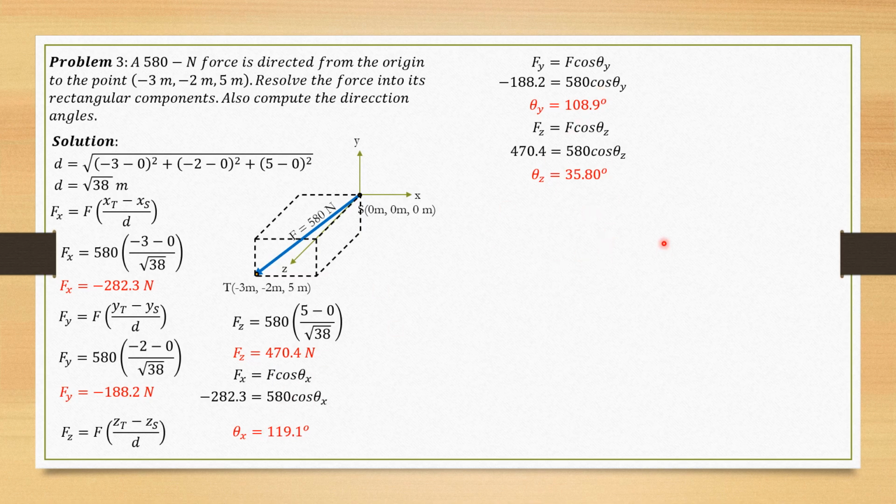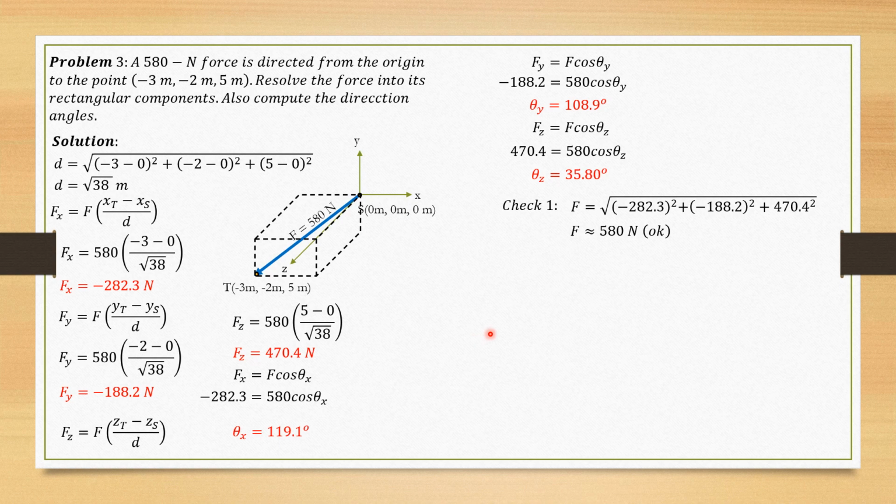So we can check because we still have space here. Our first checking is the magnitude. So the square root of Fx squared plus Fy squared plus Fz squared must be close to 580. So if using your calculator, that is around 580. So meaning our computed components are correct.